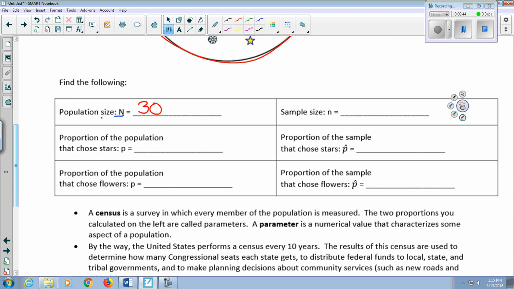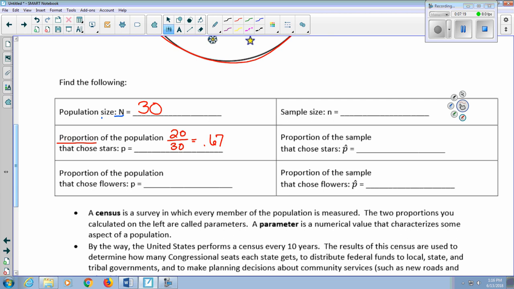The proportion, now remember, proportion can be written as a fraction. It's going to be the number of things we're interested in over the total number, the proportion of the population that chooses stars. So again, in the red circle, we're going to count up all the stars, and that turns out to be 20 out of the 30 people in the population prefer stars. So we can change that to a decimal to look at it. So those are two ways you can show a proportion.